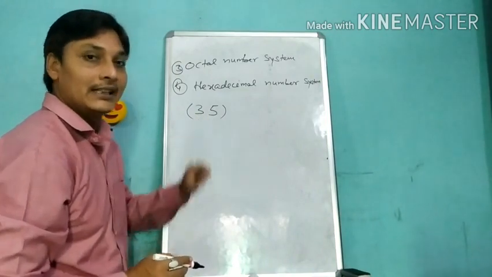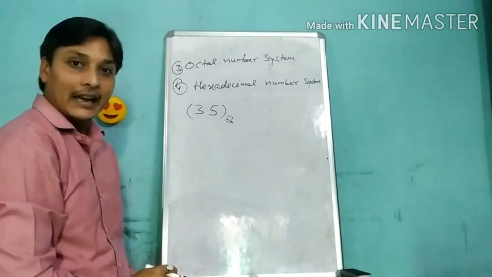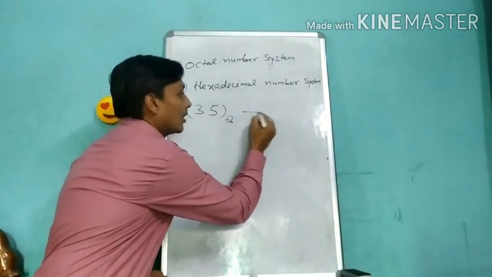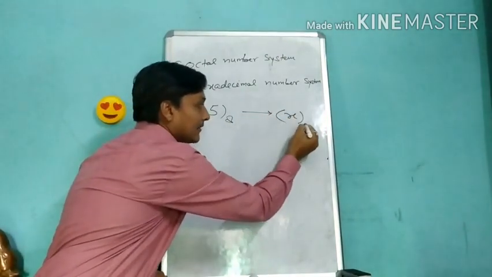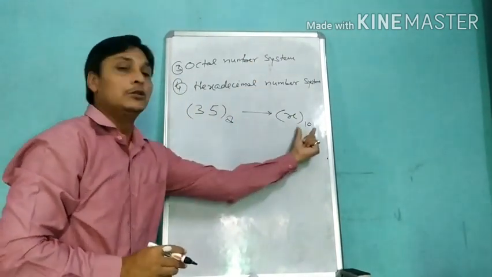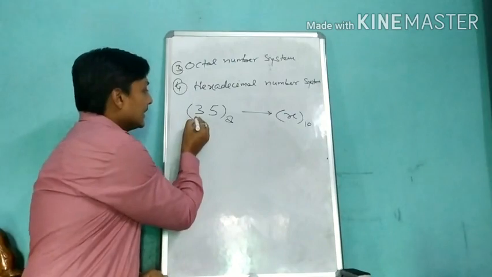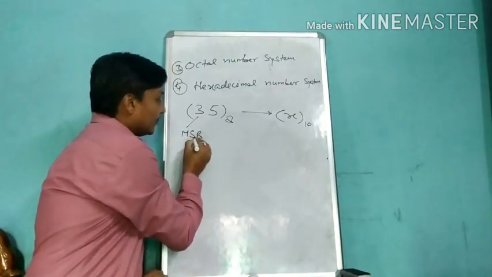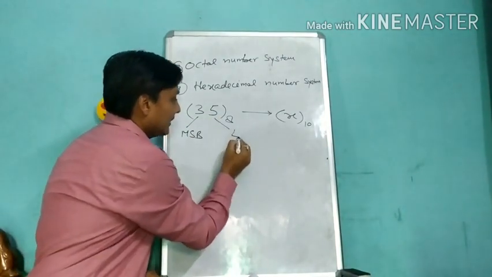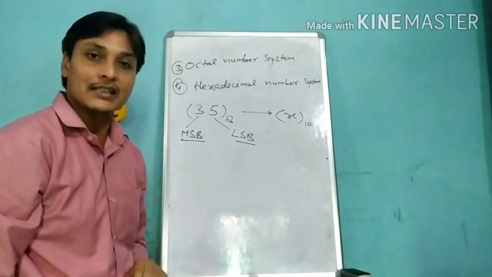So I have given 3 and 5 and the base I have given is 8. You will know that this type of number system is the octal number system. And I have given base 10, it means you have to convert this number into its decimal equivalent. Now, this side is called MSB, most significant bit, and this is called LSB, least significant bit.